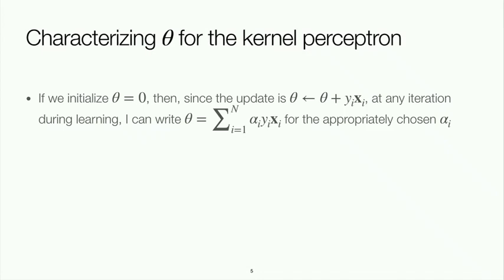Well, at every step, right, the update is either don't change theta or update theta according to y_i x_i, right? It's adding y_i x_i to the parameters, right? So if that's the only thing that I'm ever doing to theta, and I start theta as 0, then what's going to be the case is that at any iteration during learning, I can always write theta as this particular form, sum of alpha_i y_i x_i for the appropriately chosen alpha_i. Okay, if I start theta as 0 and I'm only ever updating it as plus y_i x_i, then I'm always going to have this particular form for theta as long as I know what the alpha_i's are. Can anyone tell me what the alpha_i's are?